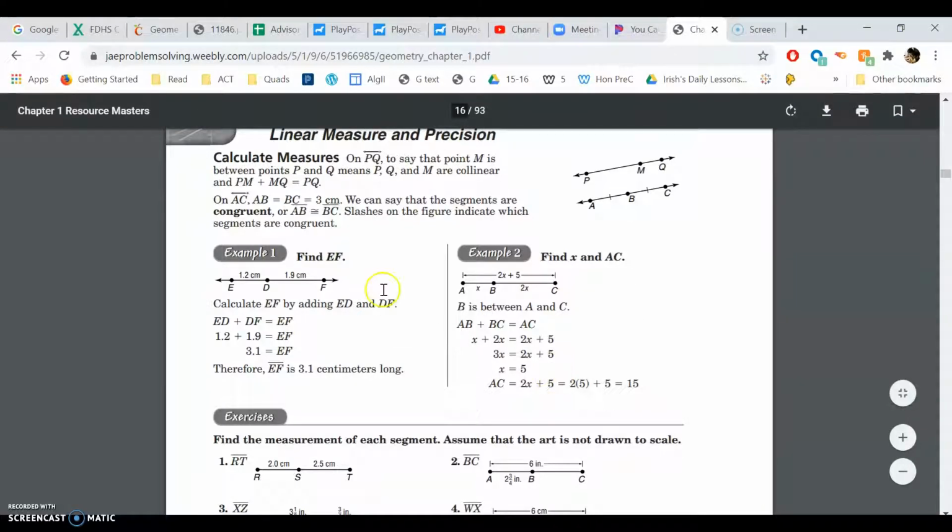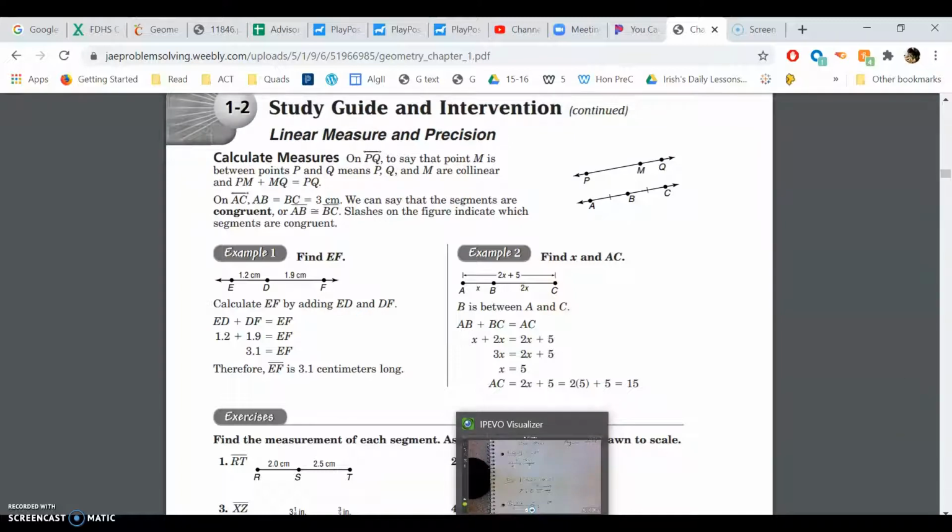Look now at our worksheet. So we're going to do example 1, example 2. See these, copy them down. You don't have to copy down the work, just copy down the instructions, find EF and the picture. See that line right there? And then for example 2, find X and AC. And we're going to do that line segment right here. Notice how it's not a line because it doesn't have the arrows. It stops at A and it stops at C. So it's a line segment right there. So copy those down right there, just like I have in my notes. Pause the video.